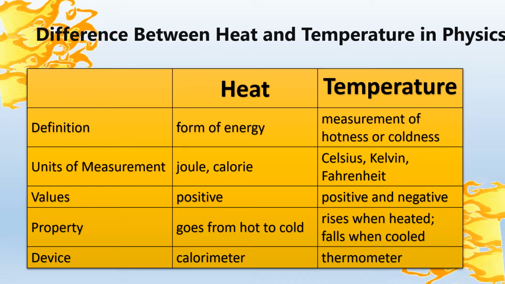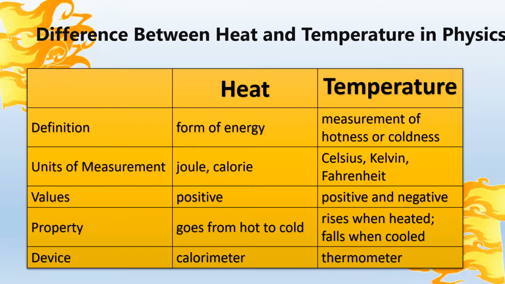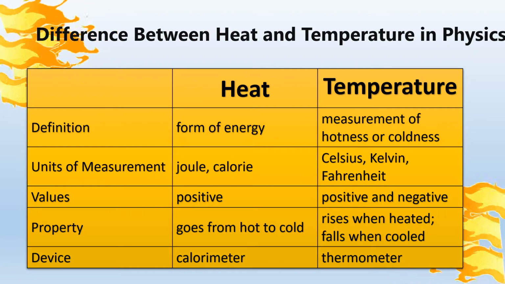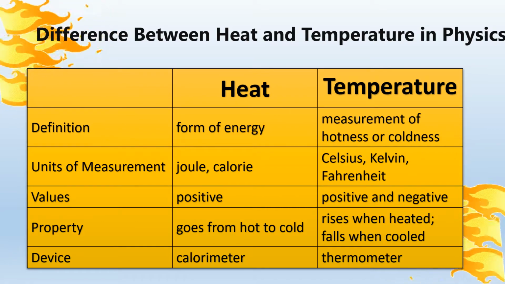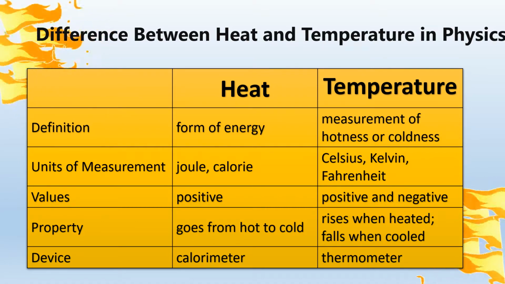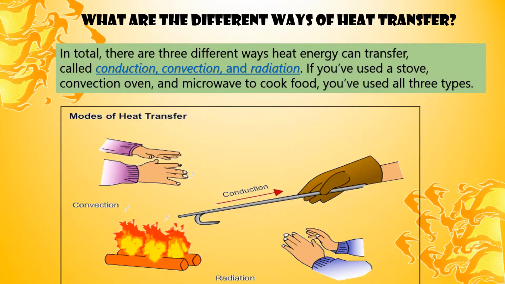The device used to measure heat is a calorimeter, and the device used to measure temperature is a thermometer. So I hope the definition, the units of measure, value, property, and device are clear for heat and temperature. Now I think you won't get confused during the entire chapter.